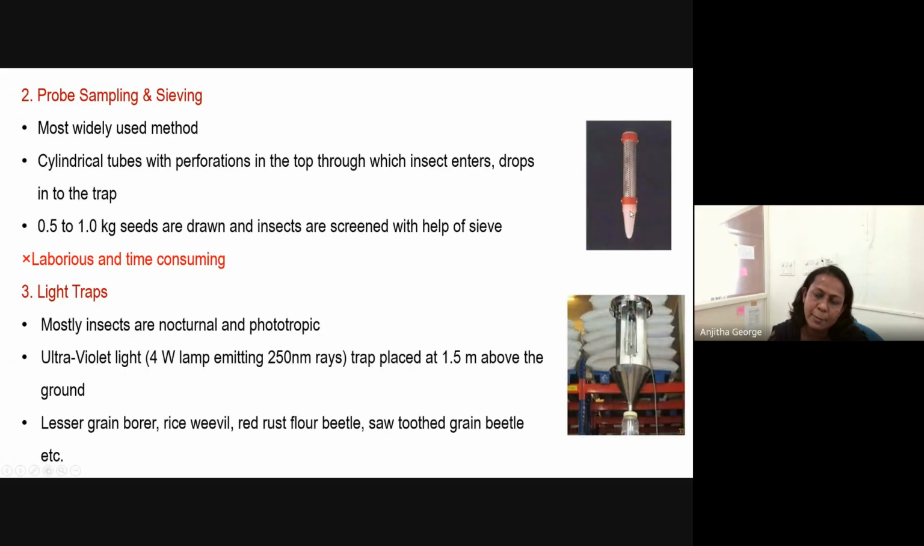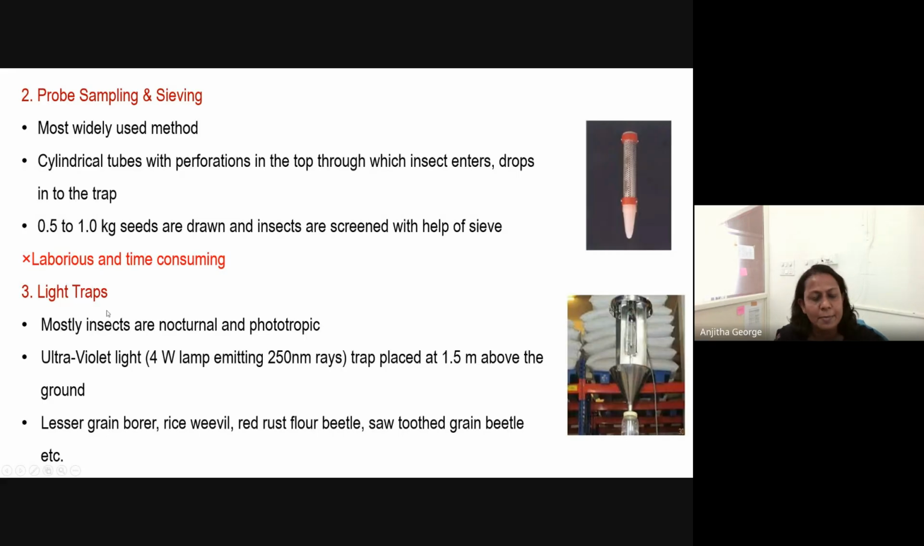This white conical cap has glue inside it, so the insects cannot come back and escape. That is never possible. After that, you can take out this probe and make out whether your seed lot is infested or not. The only disadvantage is that it is laborious, because if you have too many bags, you need a number of probes. But it is an easy method.